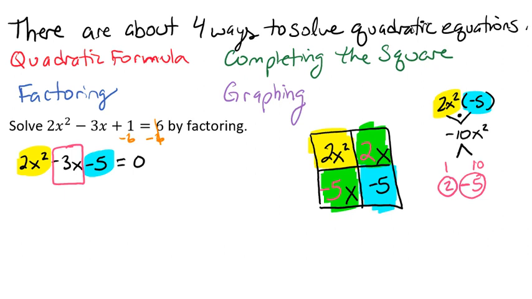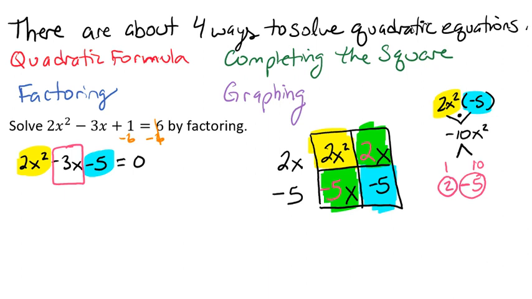And now we're just going to look to see what columns have in common and what rows have in common. So let's start with this row. What does that row have in common? Well, they both have a 2 and they both have an x. So we're going to go ahead and take out a 2x. And what does this row have in common? Well, they both have a negative 5, so I'll go ahead and take out my negative 5. Now, sometimes they don't have a negative in common, but if your first box that you come to is negative, you can take the negative out as well.